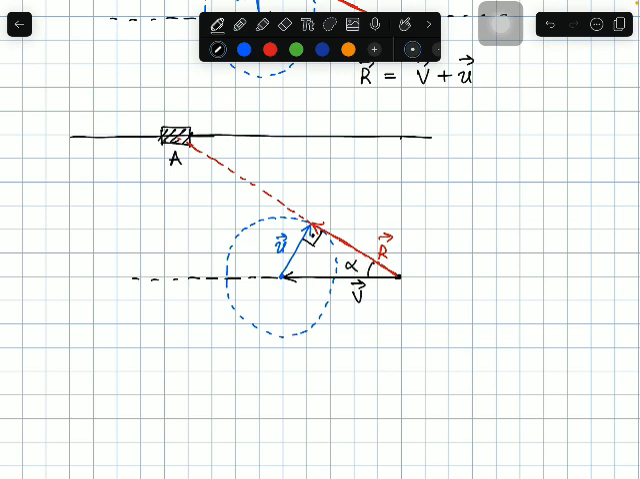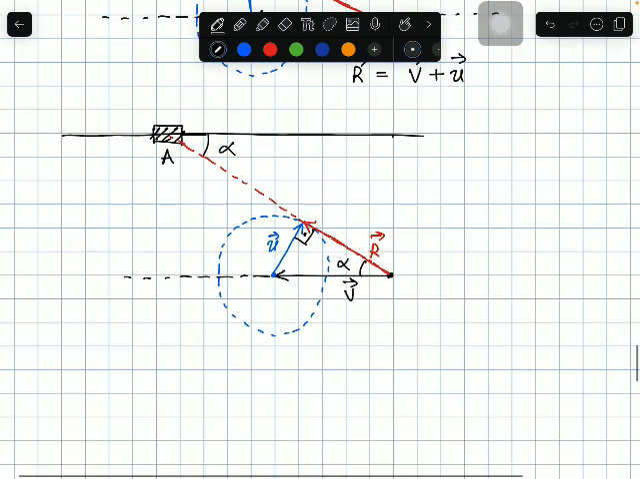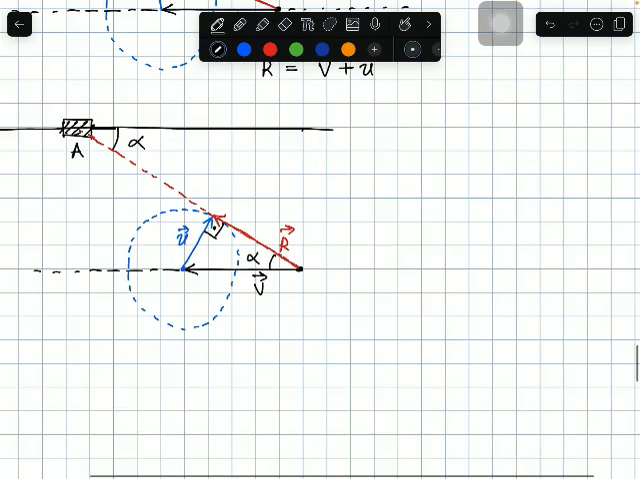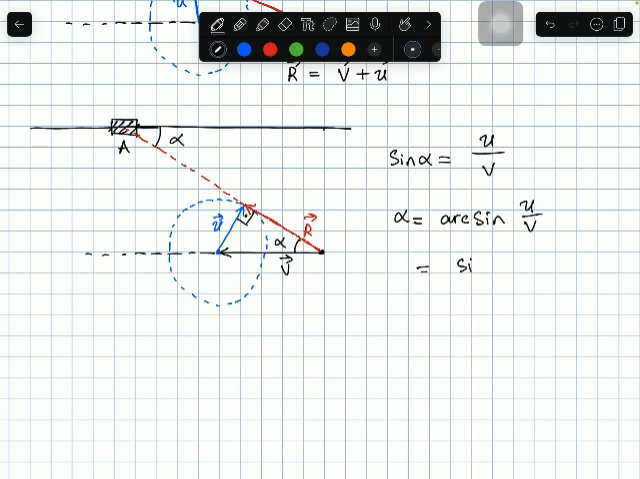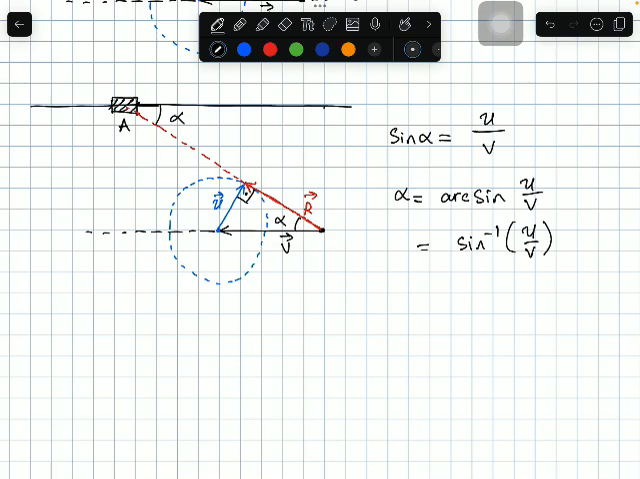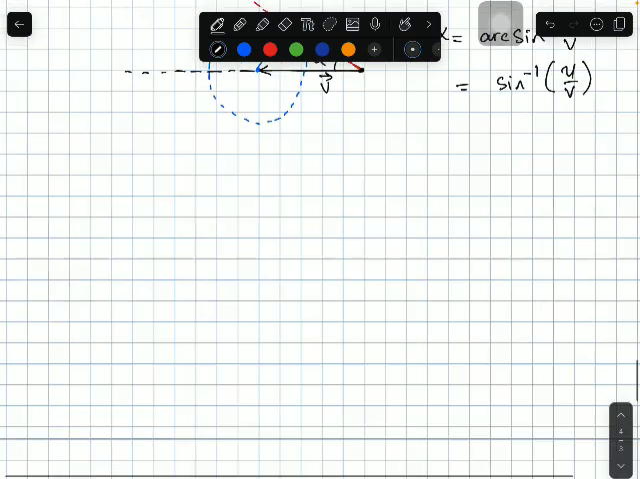the bus. So if we make this angle alpha, which is the same as this alpha, now there comes the equation part of it. Just from this triangle, the sine alpha is actually u over v. So our alpha becomes arcsine u over v, or you might say the inverse of sine u over v.